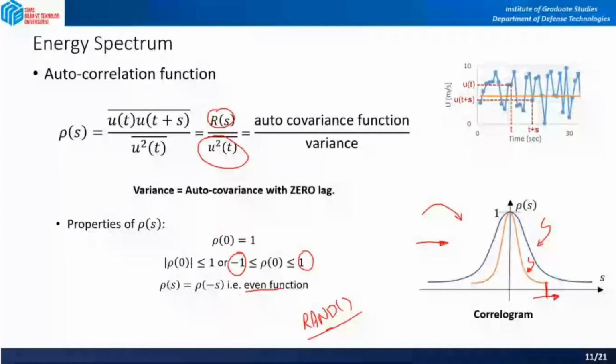According to Pope's book, in reality, we integrate up to the first crossing, t0, of the autocorrelation function. So first crossing, we will see it in a moment. Don't worry.